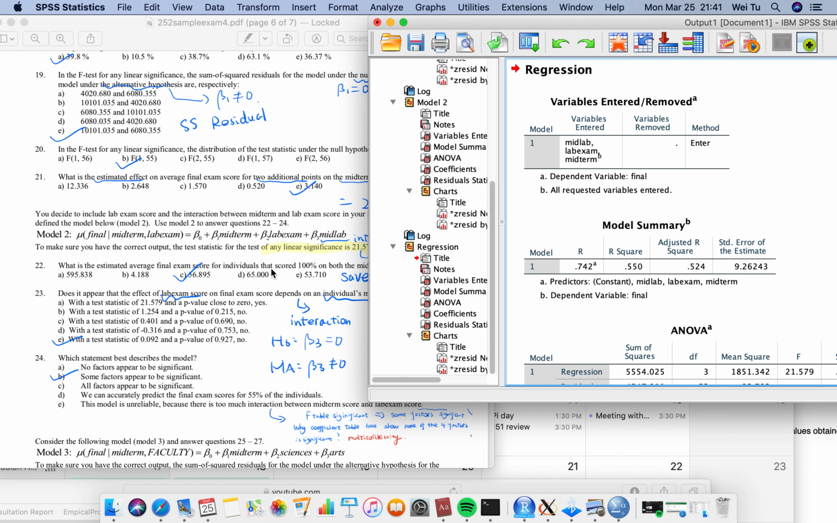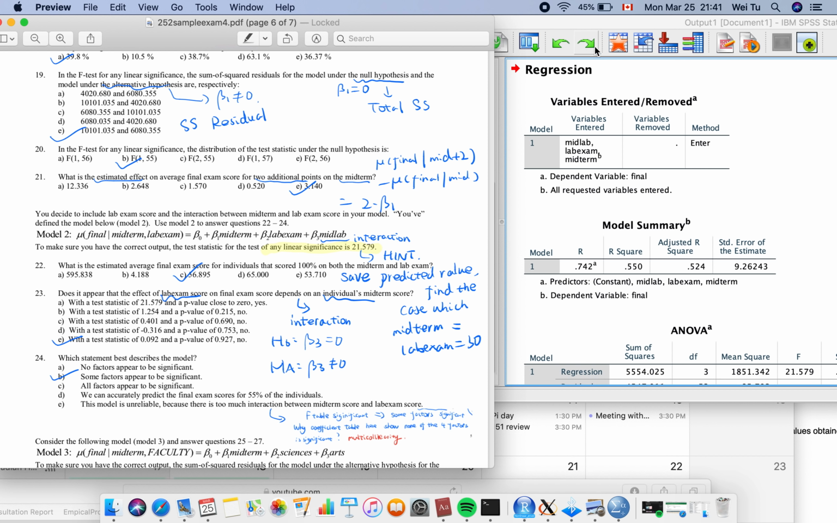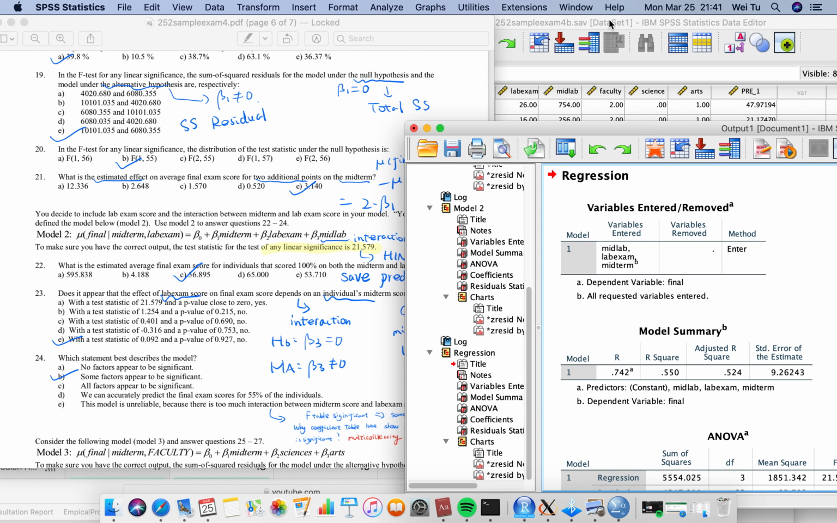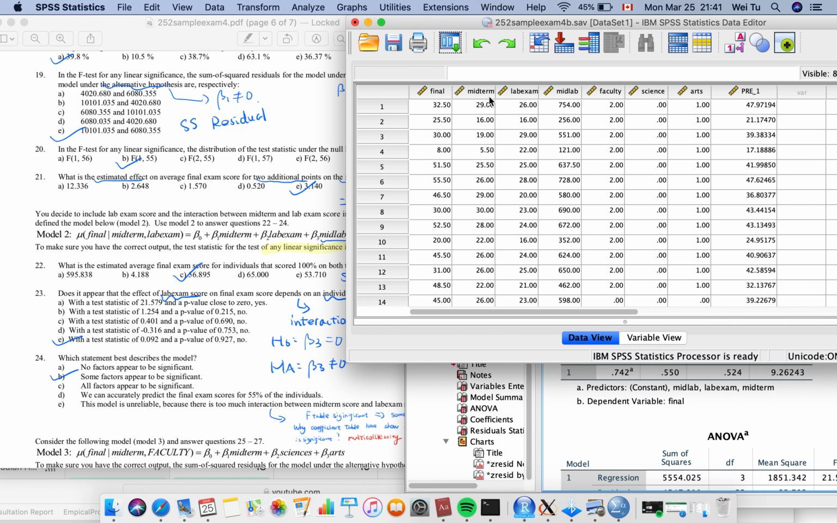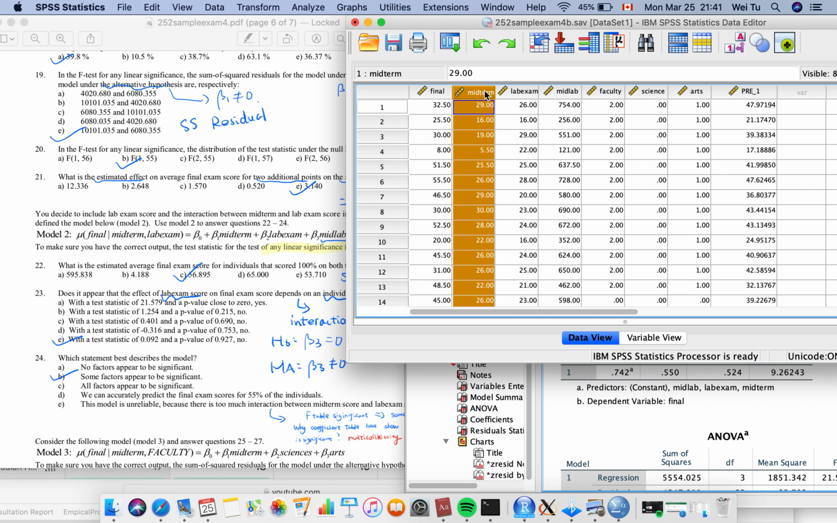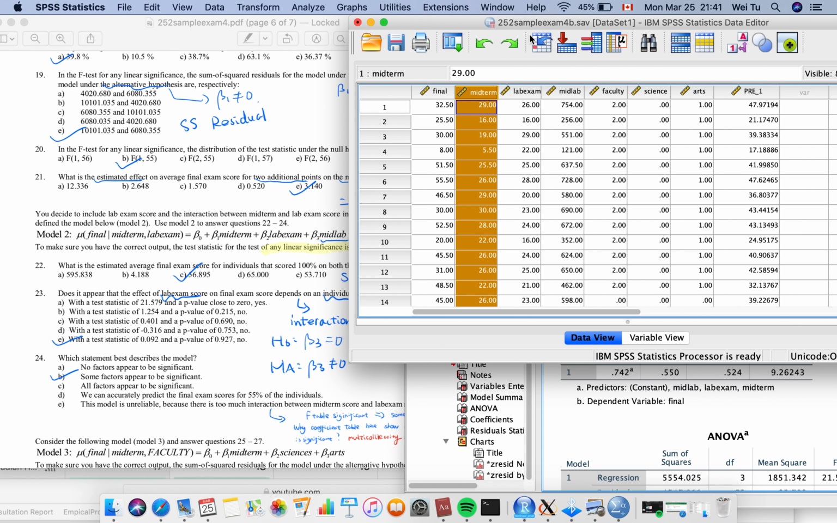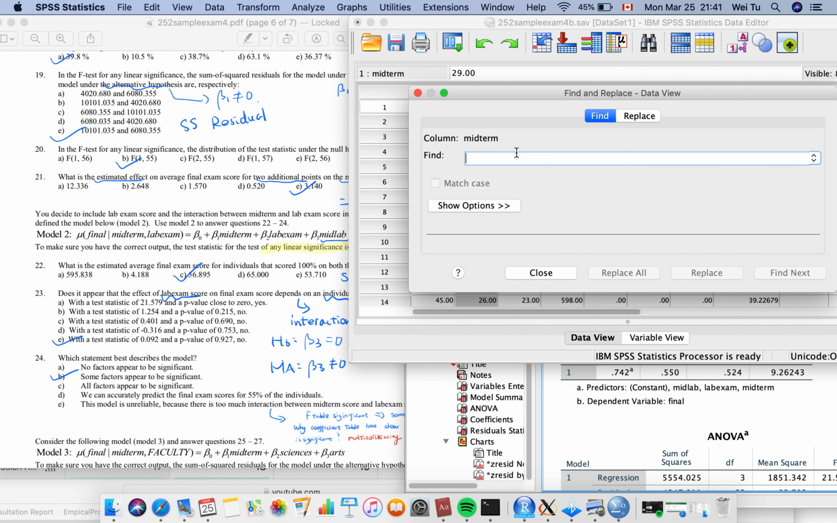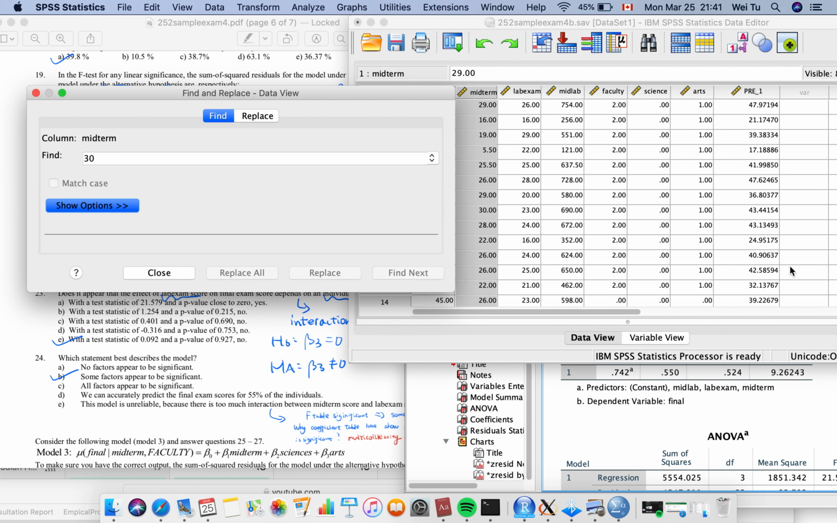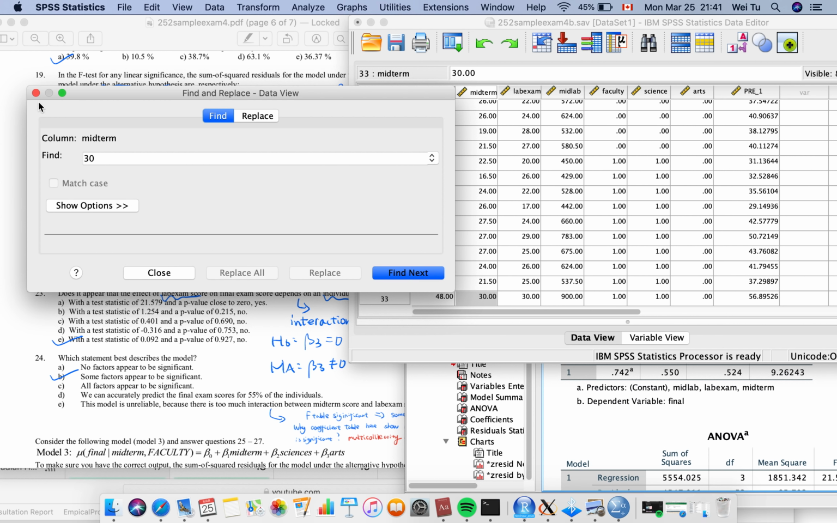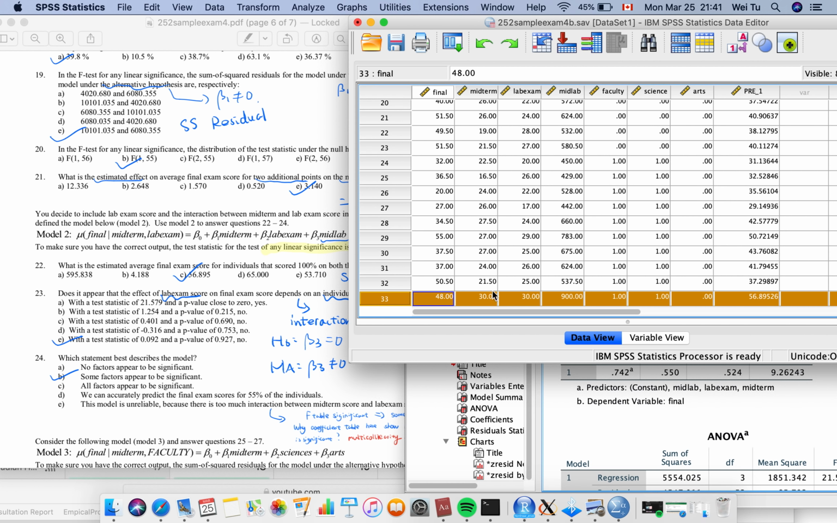So this one asks for someone who scored 100% on midterm and lab. So 100% means 30 score. So I'm going to find someone who did 30 in the midterm and 30 in the lab exam. So search 30, find next. So this guy has 30 in midterm but not 30 in the lab exam. That's not what I want. Oh, this one is what I want. So this guy, case 33, has full marks on both midterm and lab exam, and the predicted value is 56.89. That's exactly C.